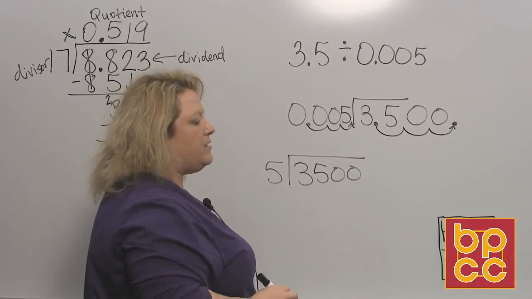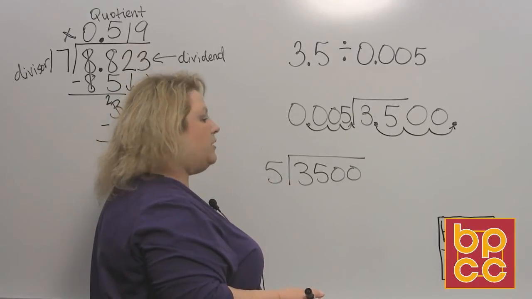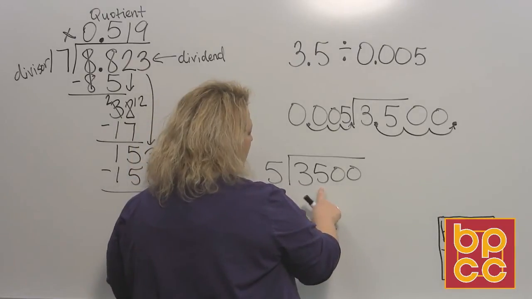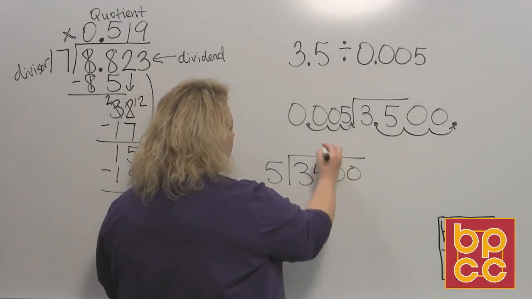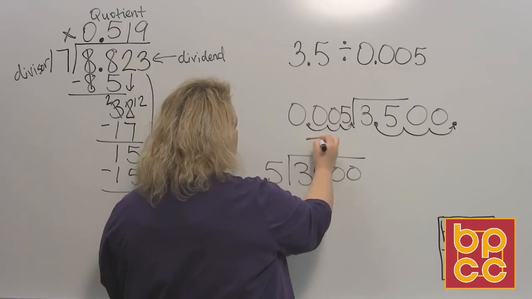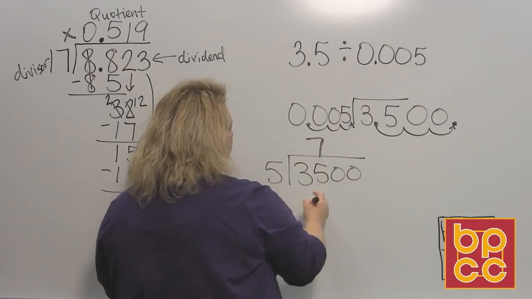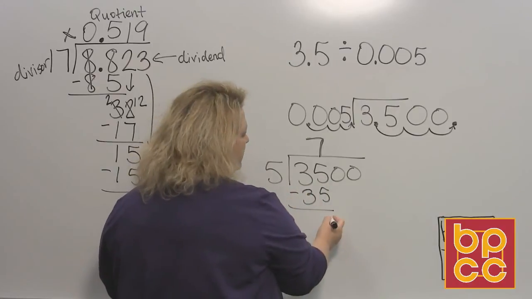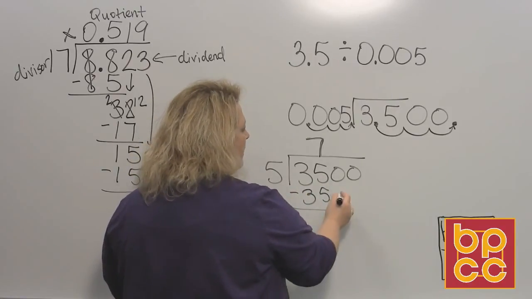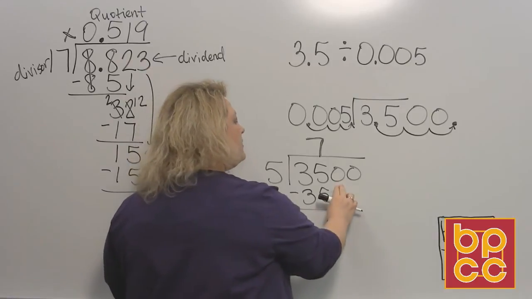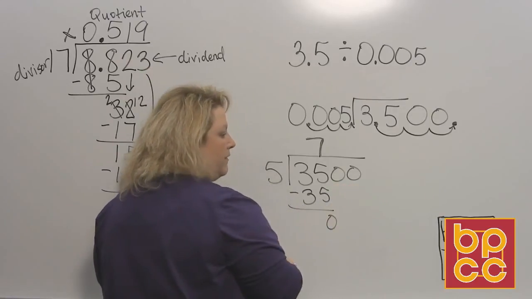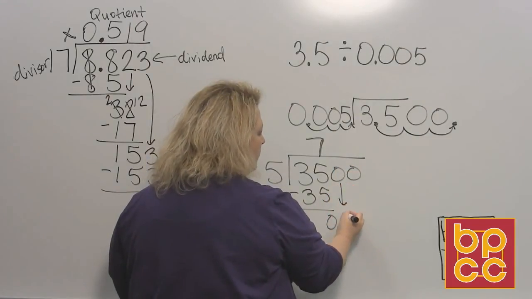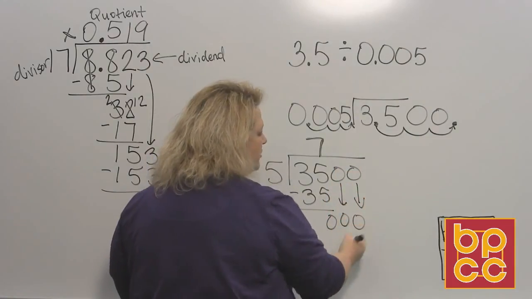Once you make your divisor a whole number, then you can just do division like normal. So 5 does not divide into 3, so I skip to the next spot, 35. 5 divides into 35 7 times. 7 times 5 is 35. And I subtract. Well, there's nothing left over, okay? The problem that you run into is if there are digits under here that have not been used yet, you have to still bring them down. Well, all I'm bringing down is a bunch of zeros.